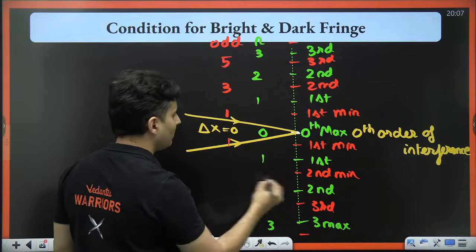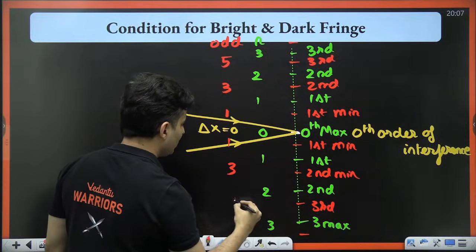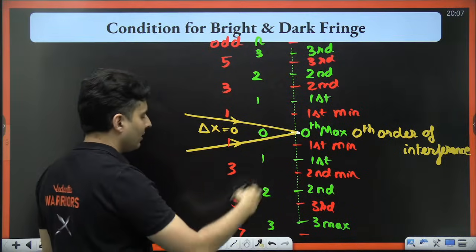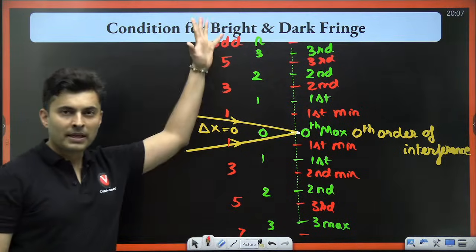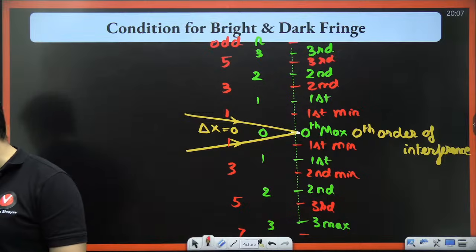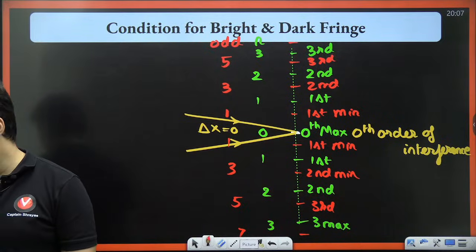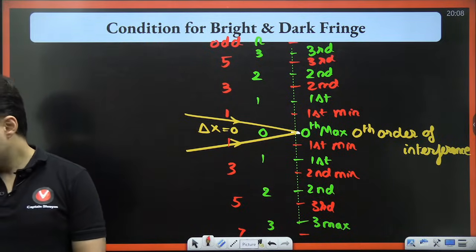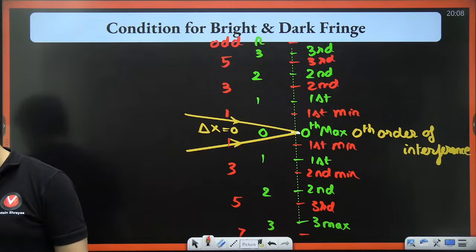So again over here, this will be 1, this will be 3, this will be 5, next will be 7, and so on and so forth. Is this numbering scheme very, very clear? Let me know in the chat box. My dear warriors.